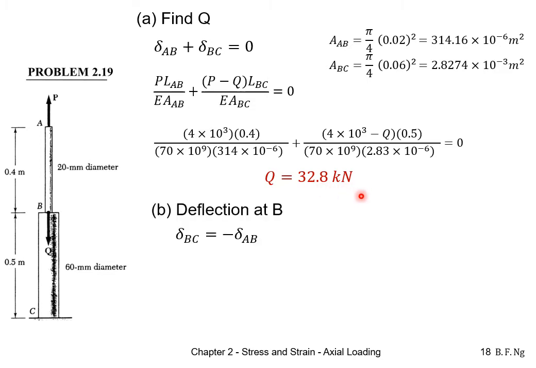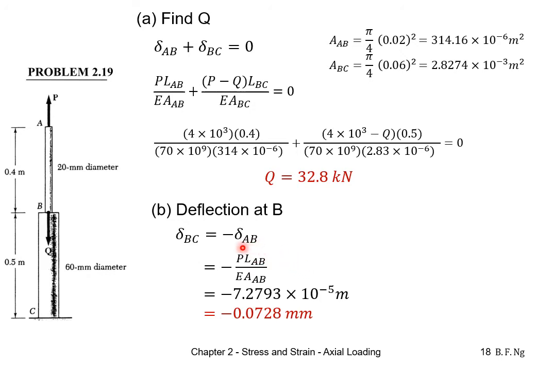For part B, we are asked to find the corresponding deflection at point B. We know from the previous equation here that delta BC equals the negative of delta AB. Hence, we can just make use of the expression for delta AB, which is this. Substitute in the known parameters. We find that the deflection at B is just 0.0728 millimeters.